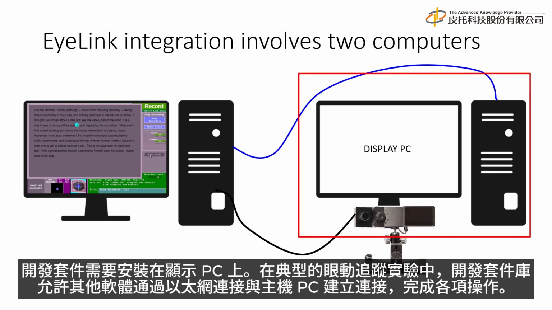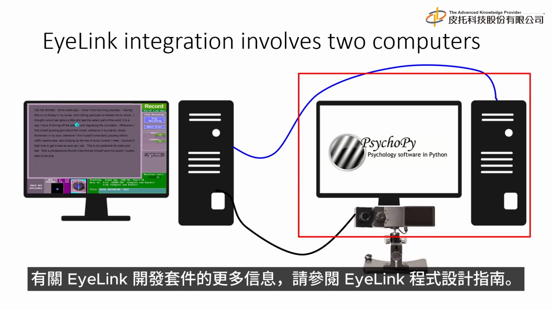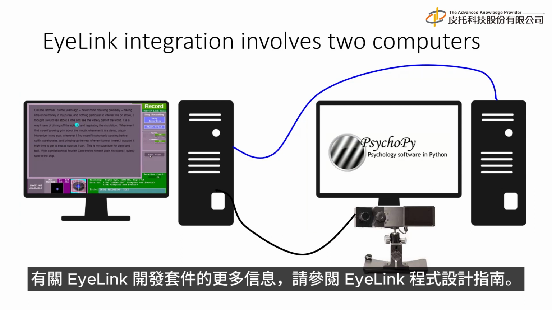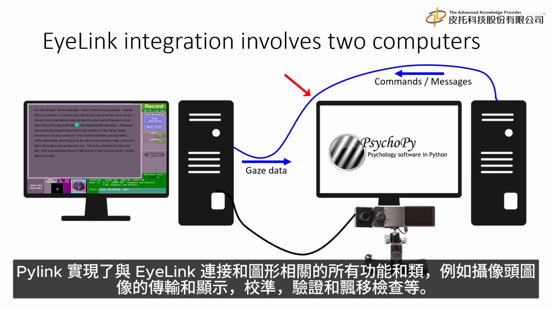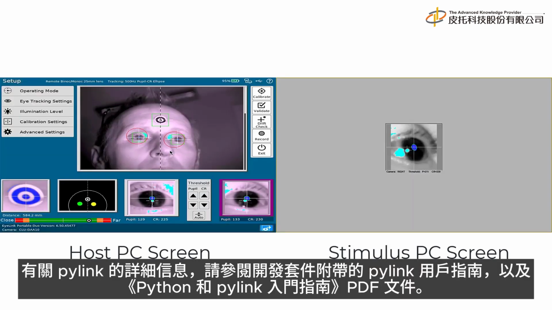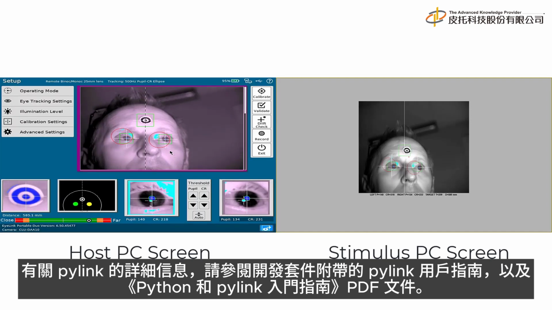The stimulus or display PC runs the stimulus presentation software, which in this case will be PsychoPy. Critically, the two computers communicate with each other via an Ethernet link. The display PC can send messages and commands to the host PC, and the host PC sends gaze data to the display PC, allowing gaze contingent tasks to be developed. The link also allows various camera setup operations to be performed using the stimulus PC screen.